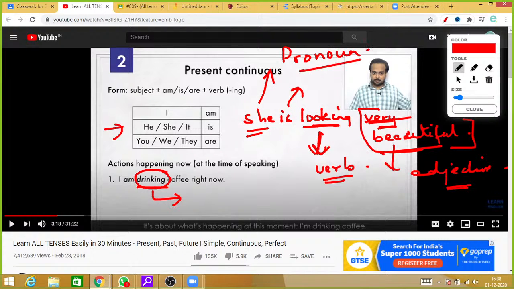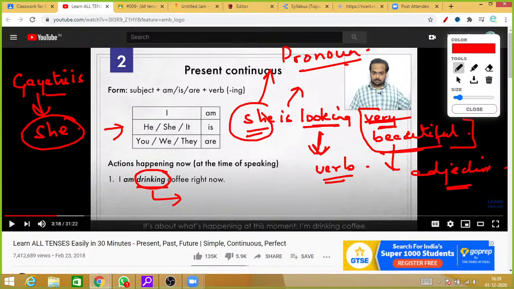Because it is replacing the, say for example, the girl's name is Gayatri. So we say Gayatri is looking very beautiful. Instead of Gayatri, we have used the word she. So he, she, we, they, all these are pronouns.